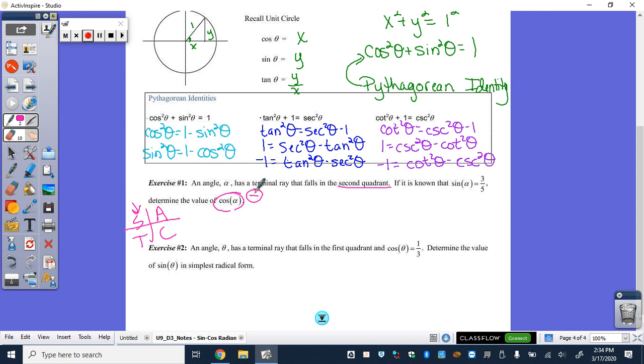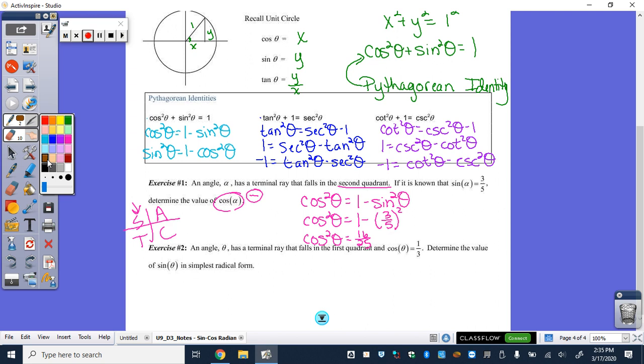So using my Pythagorean identity that I have up here, cosine squared theta equals 1 minus sine squared theta. I'm going to plug in my 3/5 for my sine. Now that's going to be squared. So then use your calculator, help you figure this out. 1 minus 3/5 squared is 16/25. Because it's cosine squared, it's just like if it were an x squared. You can square root both sides in order to find your answer. And this is going to end up being negative 4/5.